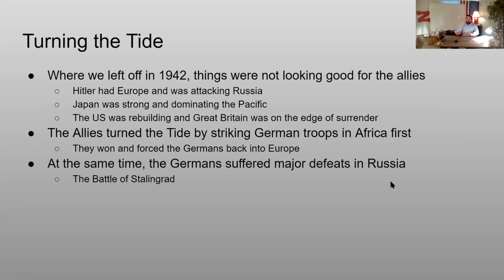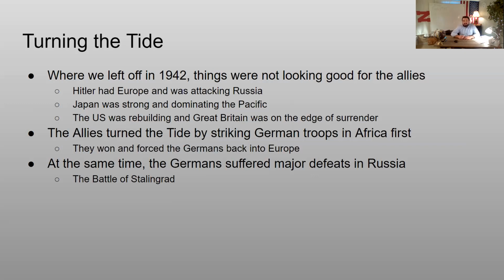So, turning the tide. This is our first little section that we talk about. Where we left off in 1942, guys, things were not looking good for the Allies. Remember, we talked about how not only Hitler had Europe almost under his complete control and he was bombing Great Britain, but Japan had attacked Pearl Harbor. They were dominating the Pacific like crazy. They had control of almost all those islands. Remember, they had like 1 million square miles of Pacific islands under their control.